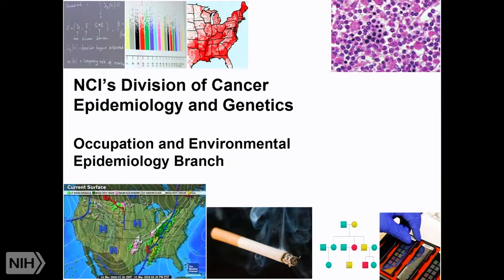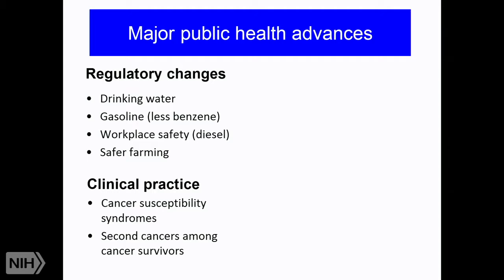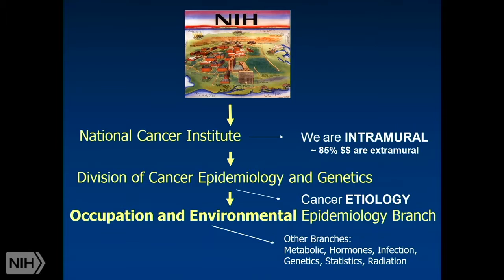The work of epidemiology takes place in NCI, in the Division of Cancer Epidemiology and Genetics. I'm currently working in the Occupational and Environmental Epidemiology branch, where we're focused on environmental and occupational causes of cancer. Epidemiology in DCEG has contributed to regulatory changes, clinical practice, and preventive interventions. I'll give a few specific examples as we go forward.